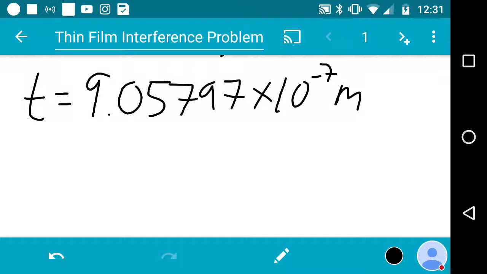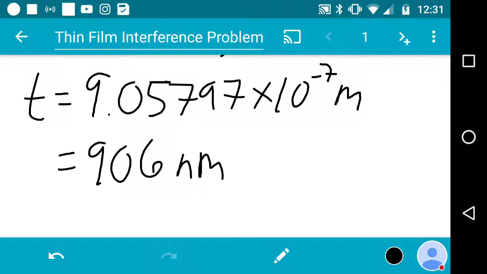Now you have to think about sig figs, and we have 3 sig figs in the index of refraction and in our wavelengths, so we're going to keep 3 sig figs. So this would be 9.06 times 10 to the minus 7 meters, or 906 nanometers. And once again, it doesn't matter whether you write it in meters or nanometers. Either way is acceptable. And so that's how you do question number 29 in the textbook.